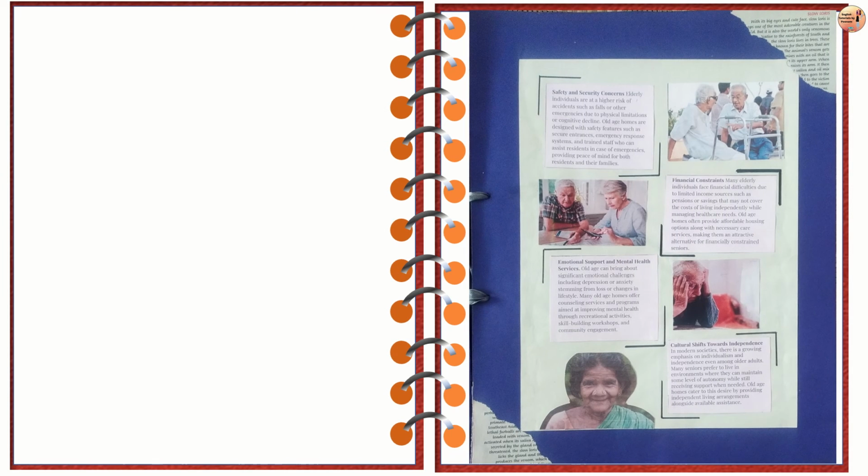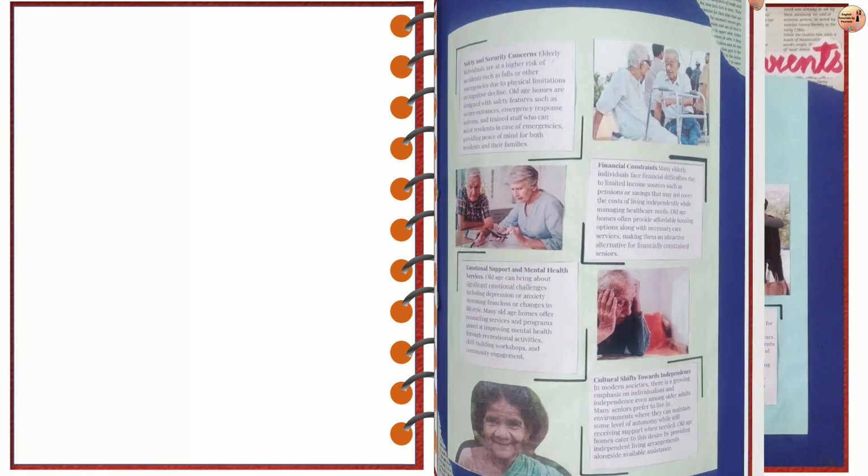In the next slide, you will explore the various factors that contribute to the rise of old age homes. These include safety and security concerns, financial constraints, lack of emotional support, and the need for accessible medical care. Cultural shifts towards independence and individualism have also led many elderly individuals to choose living alone or in care facilities where they can retain a sense of autonomy. You can add a few points from your side also. You don't have to copy the sample as it is. Be creative, students.